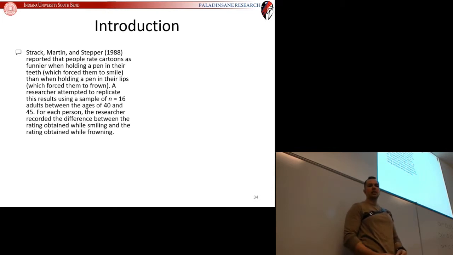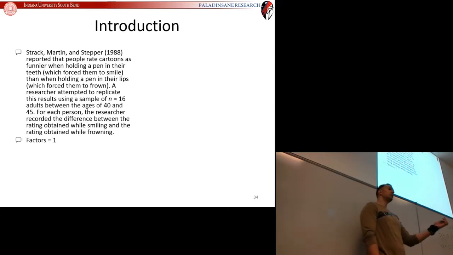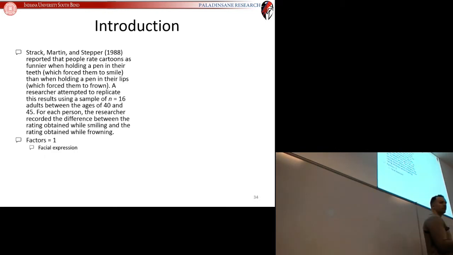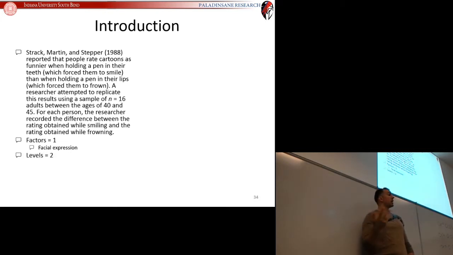And a researcher attempted to replicate this result using a sample of 16 adults between the ages of 40 and 45. For each person, the researcher recorded the difference between the ratings obtained while smiling and the rating obtained while frowning. So in this case, once again, we have one factor, which is the facial expression, and we have, once again, two levels, smiling versus frowning. So this would be another example where it would be appropriate to do a t-test.